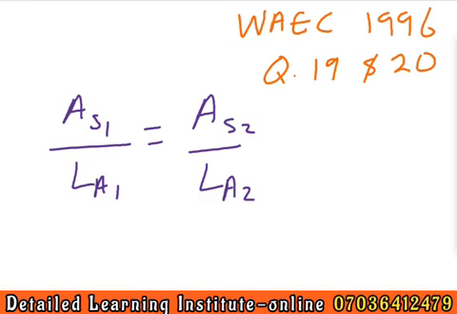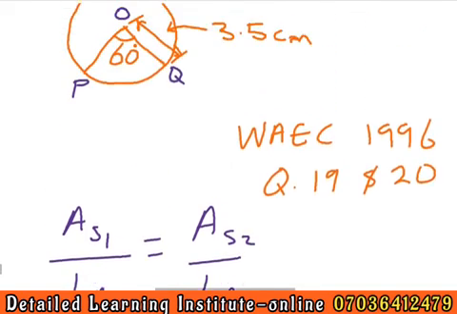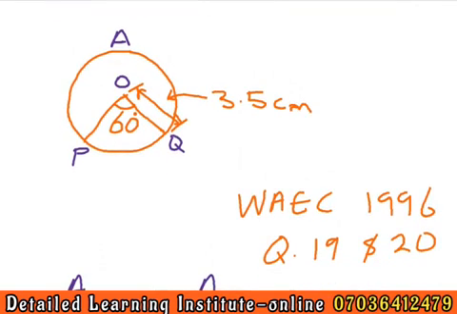Question 19, I'm going to read it out, so if you are taking down your notes, you can simply take down. So we can see the diagram here. The question says use this diagram to answer question 19 and 20. And question 19 says, what is the length of the major arc PAQ? Now WAEC is even lenient enough to give you an insight or a clue as to how you can locate the major arc. That's why they said PAQ.